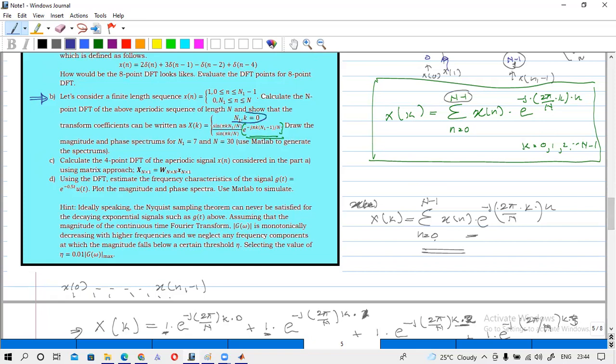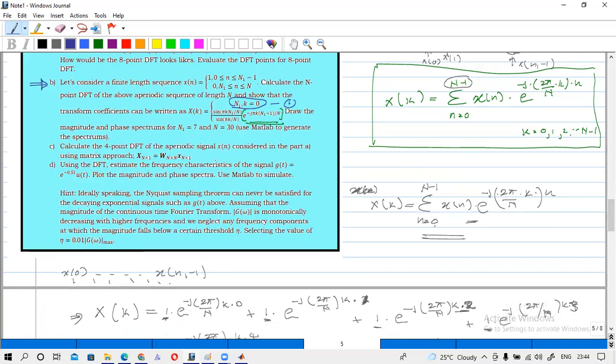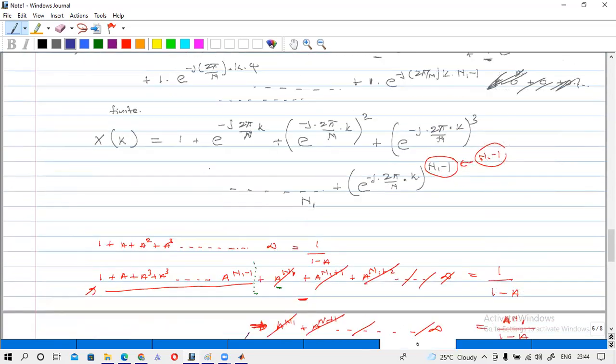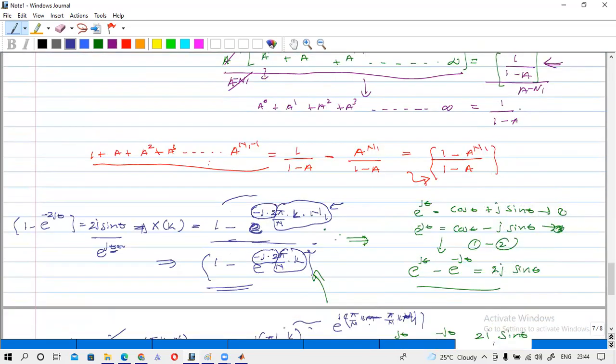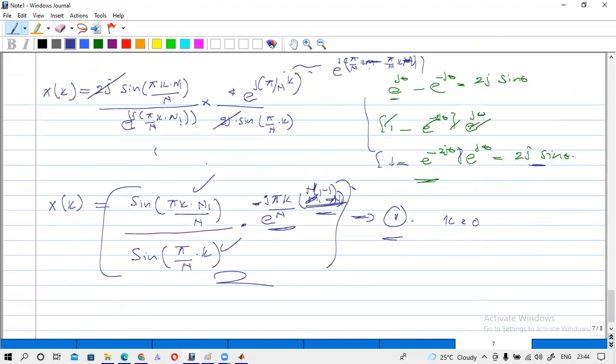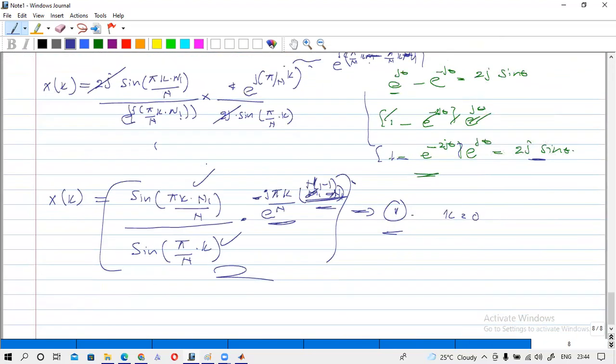I'm clear with this actually. Because if you apply k is equal to 0, it should be 1. How is it becoming 1? That is the issue. Here sine 0 is 0, sine 0 is 0.